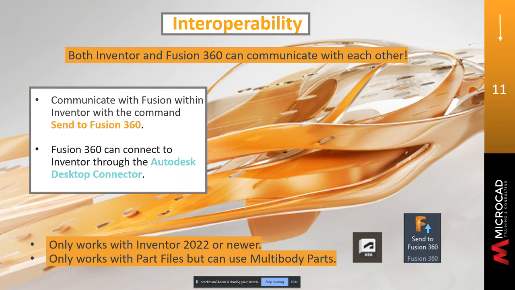Note, this only works with Inventor 2022 or newer, and it only works for part files, but you can create multi-body parts in a part file and take an assembly into Fusion. And one reason why you might need to do that is you have your mechanical structure in place, but you want to incorporate some generative design aspects into your model. So you can send your mechanical assembly model into Fusion and have the Fusion AI create that generatively designed figure that you want to implement.